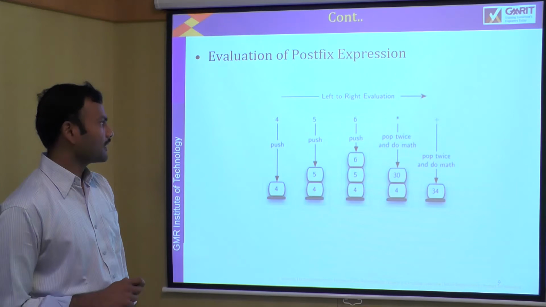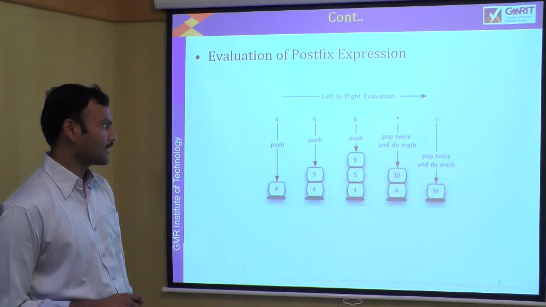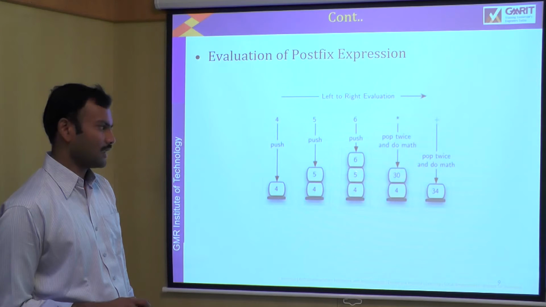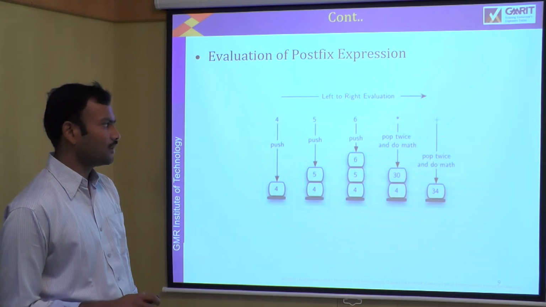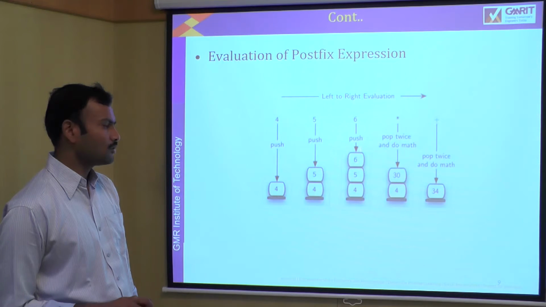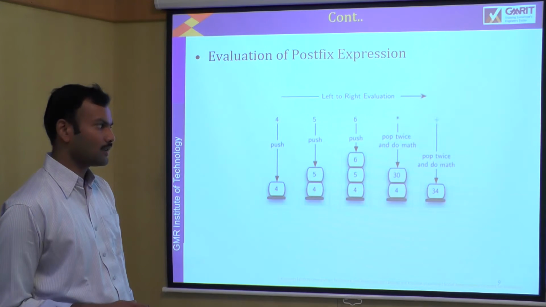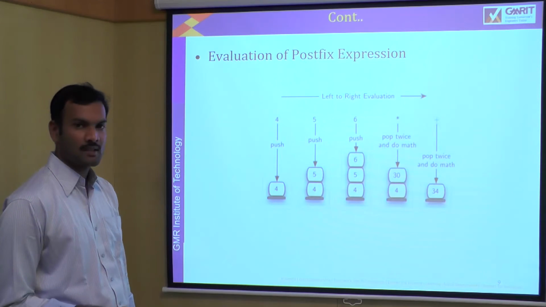Whenever you get an operand, that will be inserted into the stack. Next 5 is inserted onto the stack. Now 6 is inserted onto the stack. Now whenever you get an operator, you need to perform this operation on the topmost two elements on the stack. Now 6 into 5, 30. After that you get the plus. Again this operation has to be performed on the top two elements on the stack.